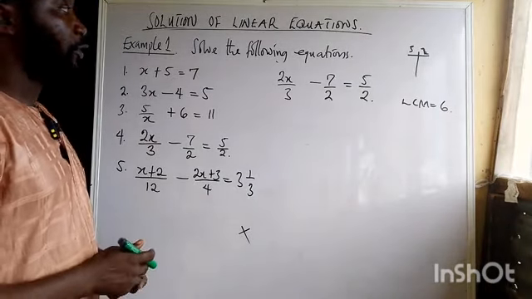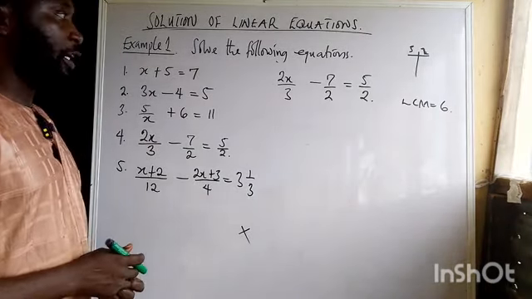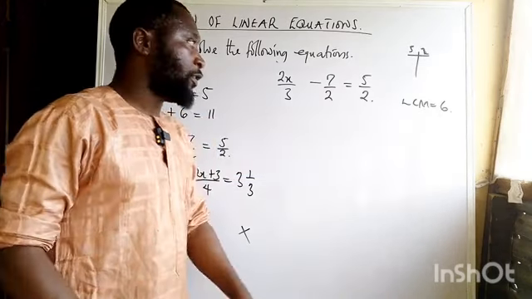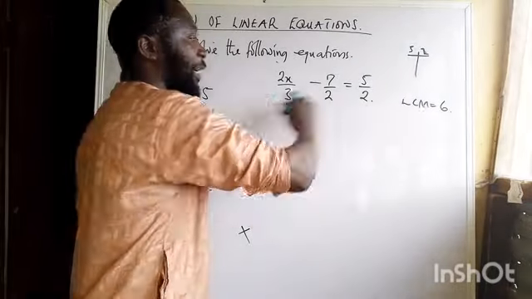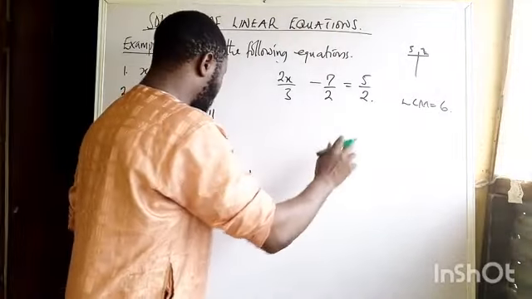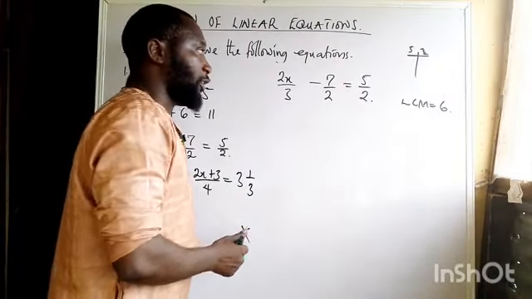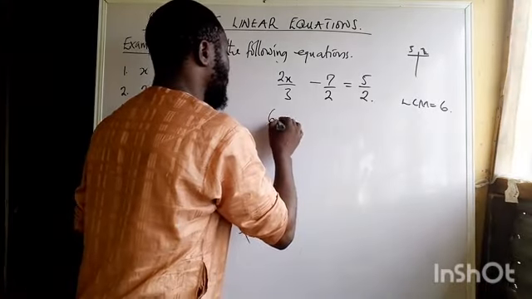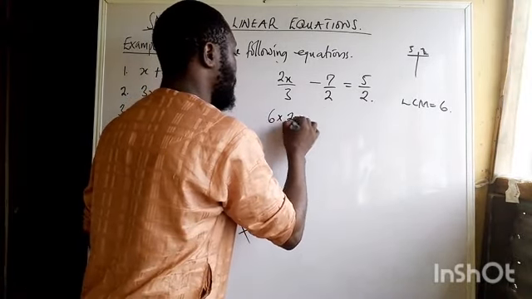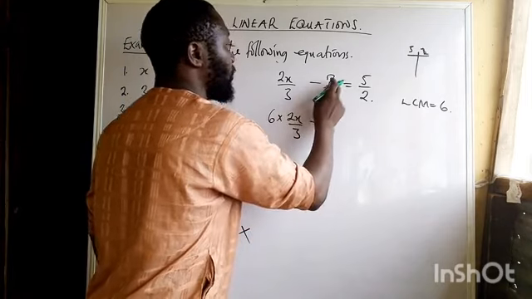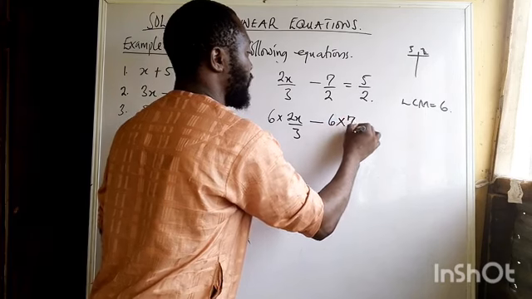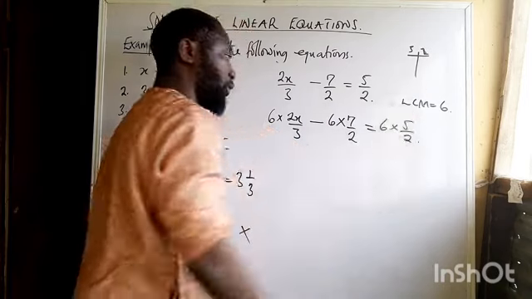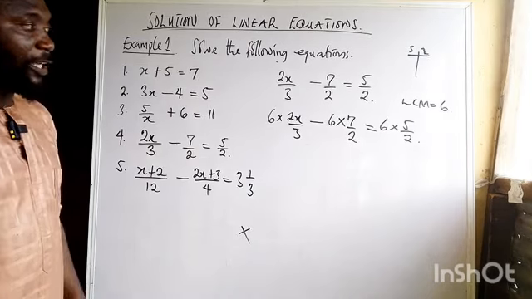For those people that are still struggling with how to find the LCM, watch my video on LCM, you get it better. So now we multiply through by the LCM. Now our LCM is 6, so we are multiplying everything here by the LCM. So we say 6 multiplied by 2x over 3 minus, multiply this also by 6, 6 multiplied by 7 over 2 equals, multiply this by 6, 6 times 5 over 2. So that is how to multiply through by LCM.